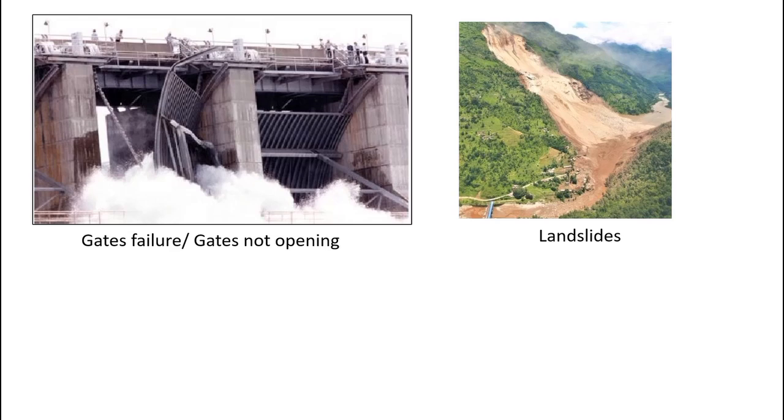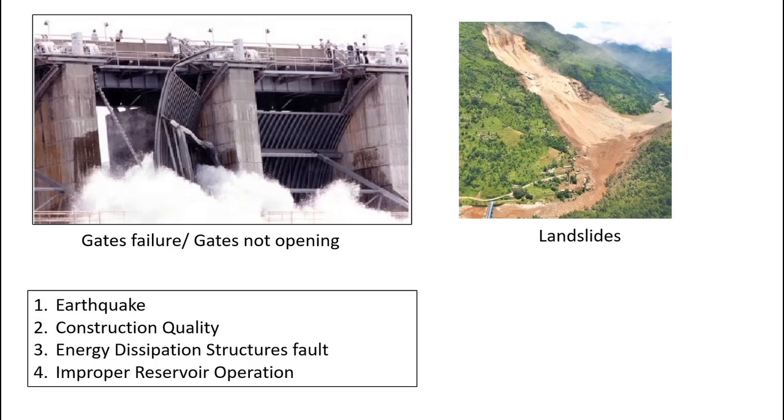Next is landslides. Landslides will also cause dam failures. If landslides are so big that the reservoir water level abnormally increases, then because of overtopping, dams fail. There are other reasons for dam failures. Most important is earthquake. Dams should be properly designed for earthquake forces. Apart from the above, construction quality should be maintained, and proper energy dissipation arrangement has to be provided. If the dams are in cascade, then reservoir operation should be followed carefully to avoid dam failures.